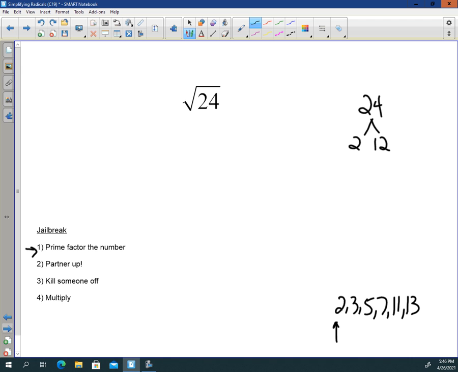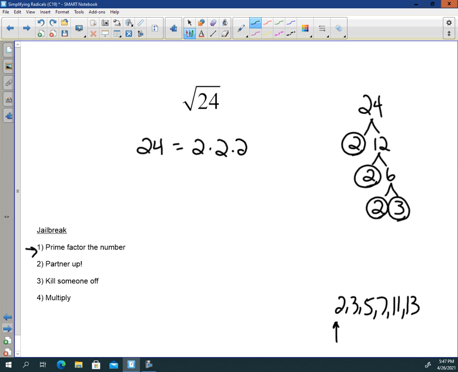And then I'm going to tell myself, well, okay, since this 2 is prime, I'm going to circle it. I like to circle my primes so I know I don't have to break those down any further. But this 12 is divisible by 2. 2 times 6 is 12. And so there's another prime number. And then 2 times 3 is 6. Here's a prime number. Oh, and there's another prime number. And once I've gotten to the point where I've got all prime numbers, I'm done prime factoring. So what turns out is that 24 equals 2 times 2 times 2 times 3.